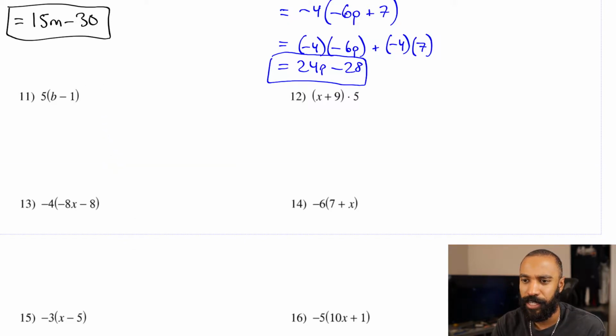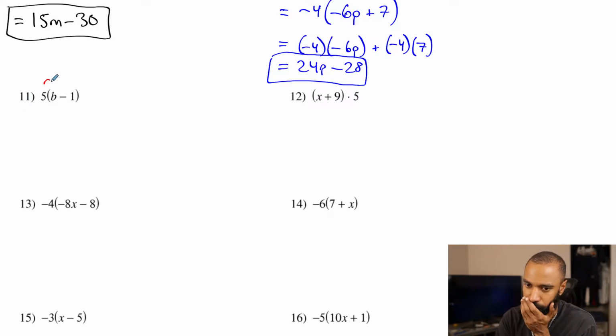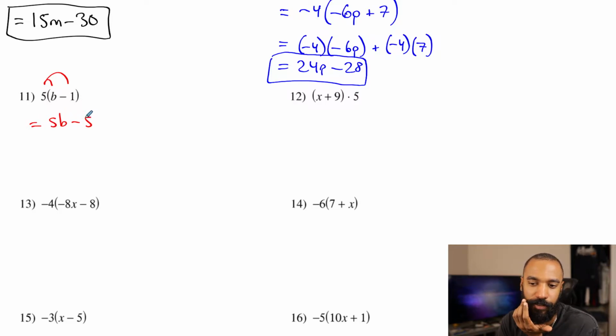Again, distribution is in a very quick order form right here. What do you think? 5b minus 5? Yeah, 5 times b, 5 times negative 1. That's the result on that one, number 11. So again, the problems aren't really getting harder, so I can start to speed it up. I want to hit under that 20-minute mark. I have less than 3 minutes to get there.